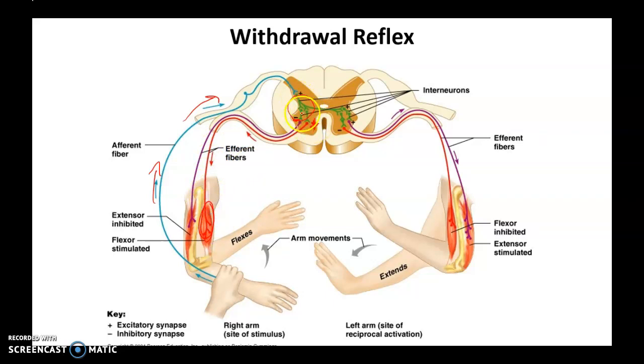However, the interneurons are inhibiting the extensors. Do you see that? A negative sign. The interneurons are inhibiting the extensors, and this is done so that the traumatized body part can quickly be withdrawn from the stimulation. Okay, so that's withdrawal reflex.